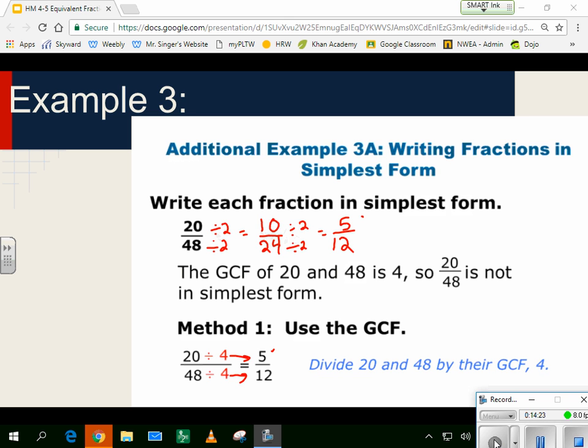Okay? Let me show you how you can use prime factorizations to solve these as well. Make sure you have this down before moving on.